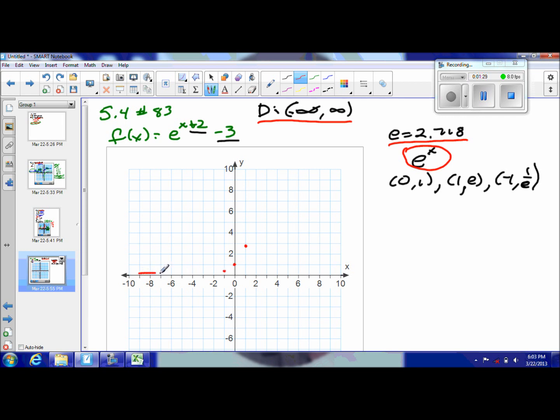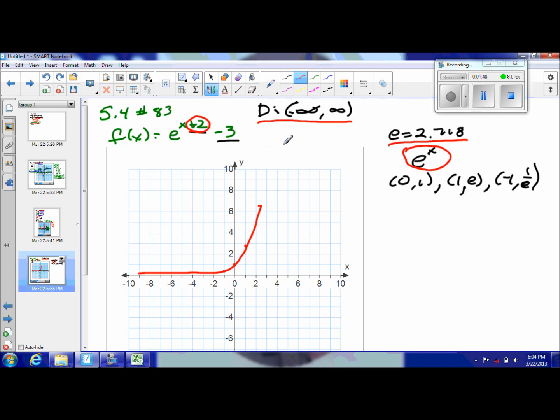And I'm going to draw my graph, an exponential parent function graph. It's going to look kind of like that. That's pretty good. Now I need to transform it. So I know I'm going to have to move to the left 2 and down 3.